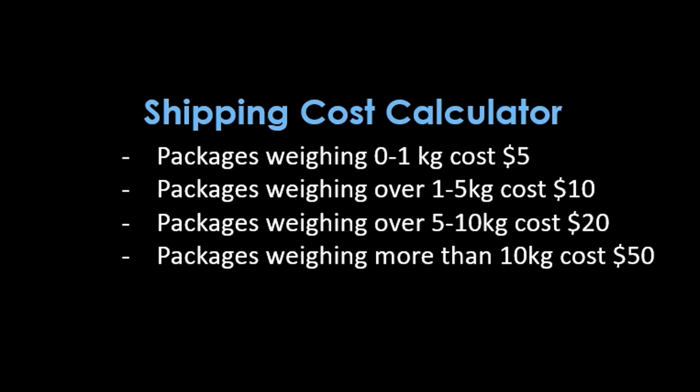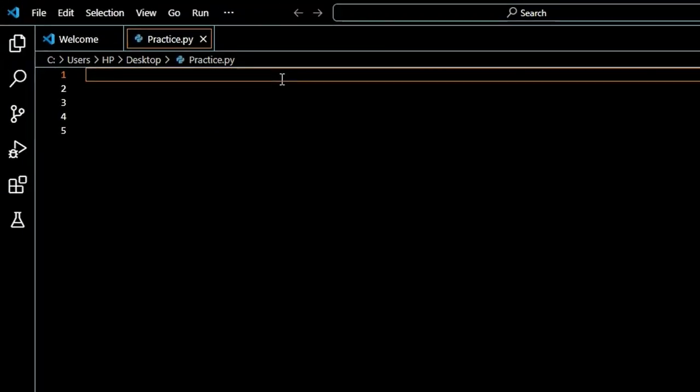If a customer buys anything that is weighing between 0 to 1 kg, it will cost that customer $5. Over 1 to 5 kg, it will cost the customer $10. Over 5 to 10 kg, it will cost the customer $20. Then more than 10 kg, it will cost the customer $50. Now let's write the program.